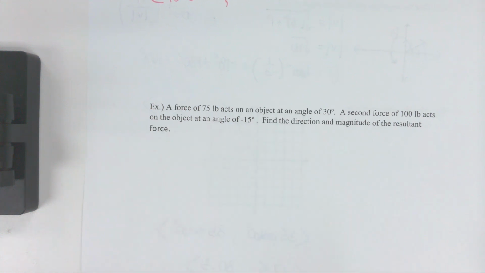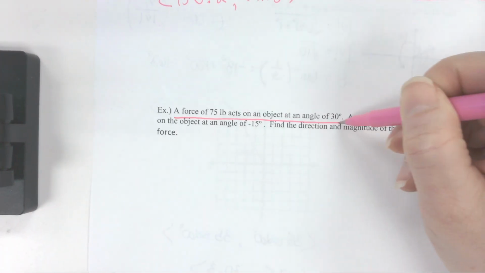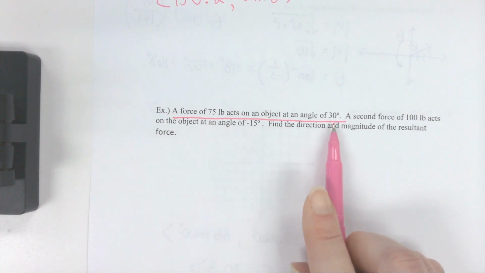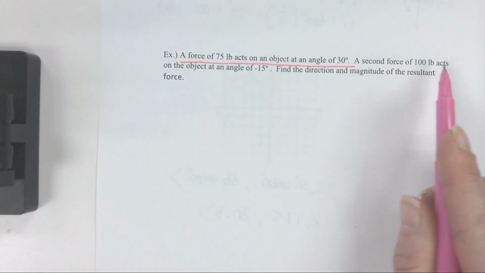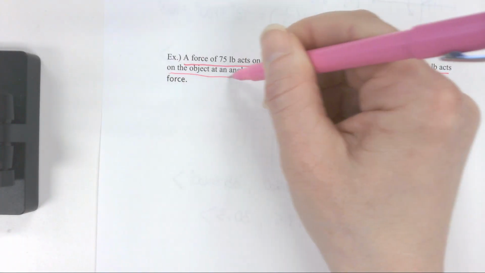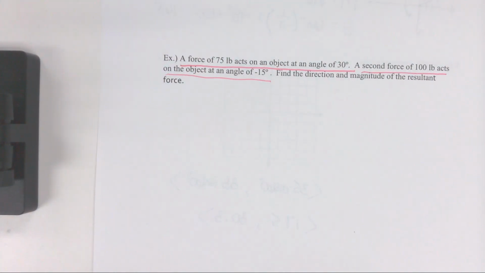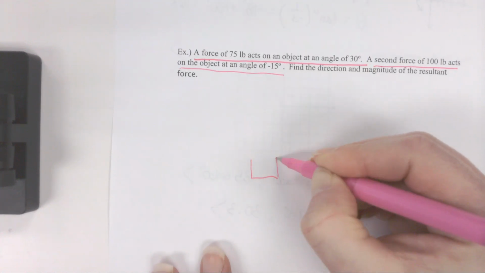Basically, the idea is if you have two forces acting on something, the way that the object is going to go is the sum of those vectors. So if I had this force, 75 pounds would be the magnitude, angle of 30. That's going to pull the object in that direction. And then I have a second force, 100 pounds and negative 15. That's going to be the second vector. So let's say I had something, a box.